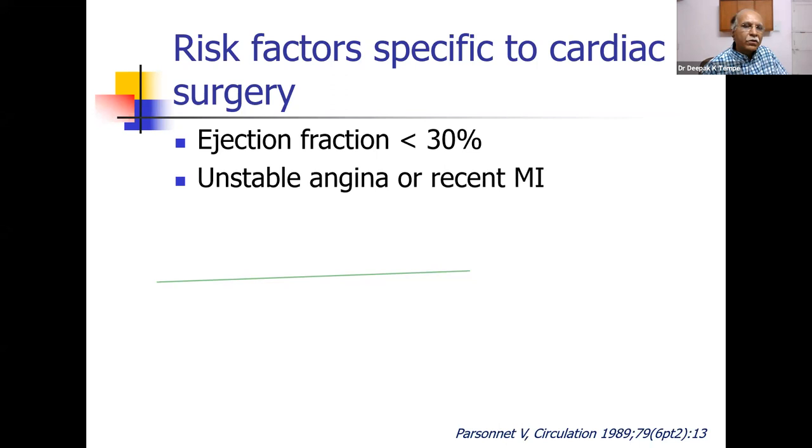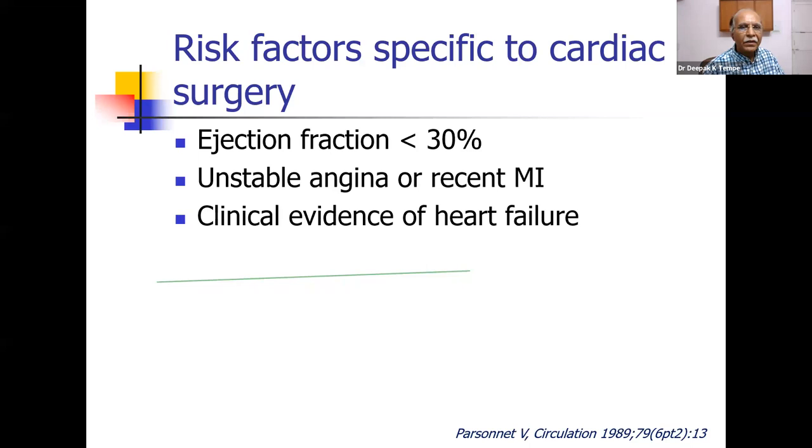Then you should also try to understand whether there is unstable angina or recent MI, which I have discussed already. Then whether or not there is clinical evidence of heart failure. This is a very important parameter. So if your patient has got heart failure, if there are crepitations in the chest, a patient with mitral stenosis or patients with coronary artery disease, there is a cardiac failure in these patients. Now, a patient whose cardiac failure is not being relieved by medication is definitely a very significant risk factor for patients to be subjected to cardiac surgery.